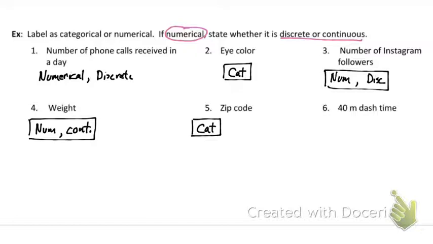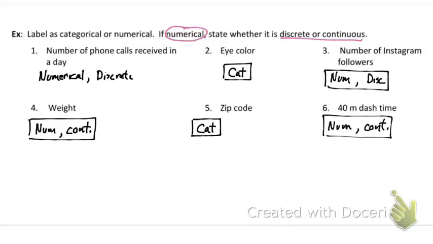All right, 40-meter dash time, numerical or categorical? Camden? Numerical. Numerical, is that discrete or is that continuous? Continuous. It is continuous. I think in your homework you have to label a whole bunch of them as discrete or continuous, or categorical and numerical. All right, we're going to talk about two graphs today.